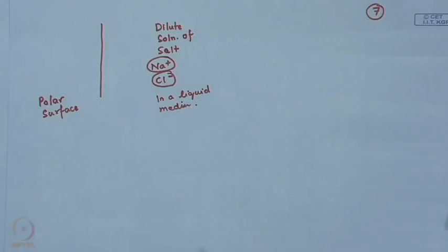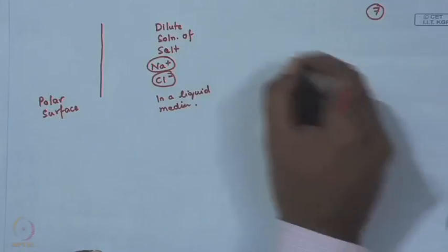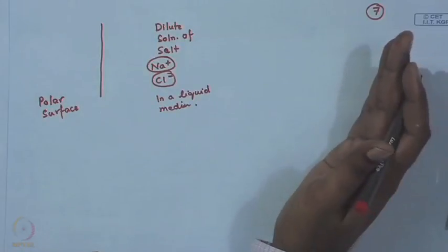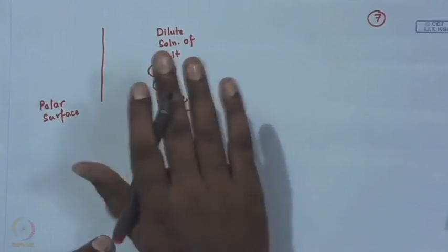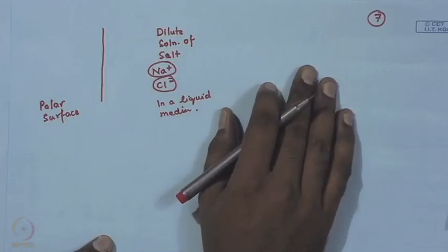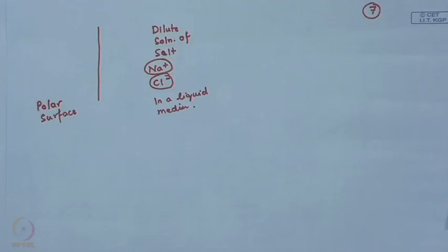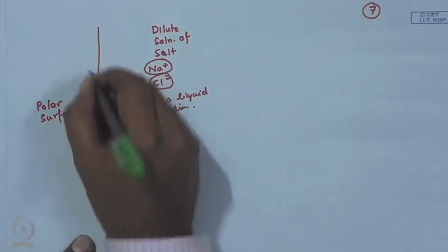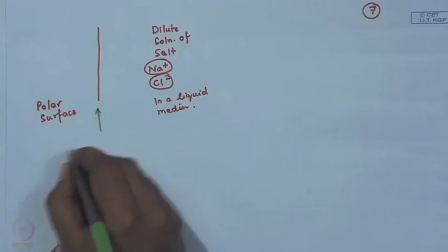So, what is going to happen? Ideally, in this liquid medium, the concentration of the ions is uniformly distributed, and that is okay. But close to the polar surface, what is going to happen depends on the nature of the surface charge.